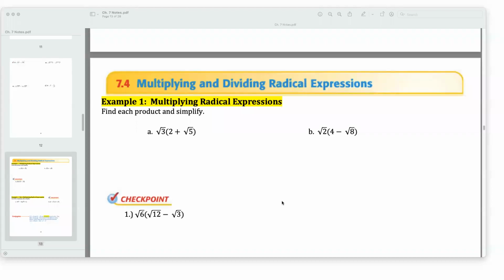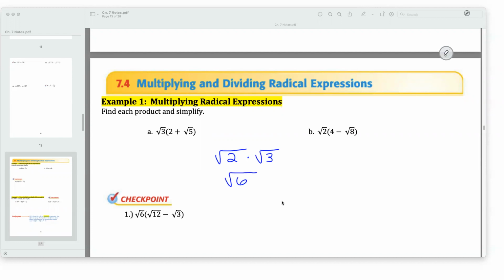All right, in section 7.4, we're multiplying and dividing radical expressions. So when we are multiplying radicals, it's important to understand that you can multiply inside of the radicals. For example, if we have the same root, like the square root of 2 times the square root of 3, you can multiply inside of that to be the square root of 6.